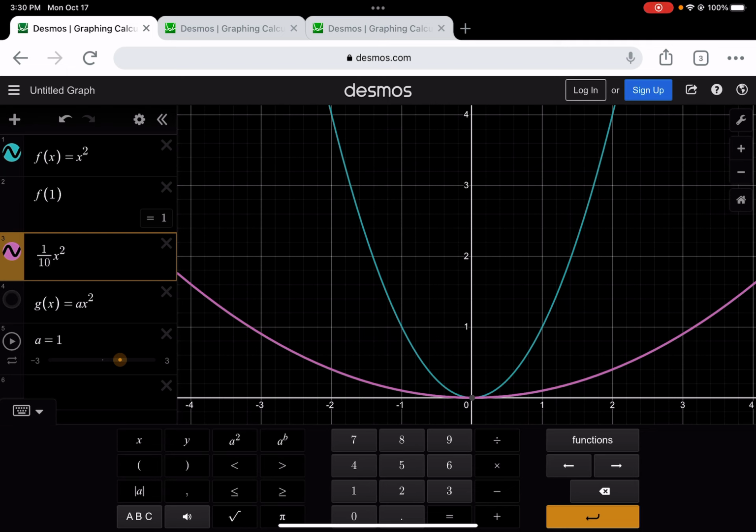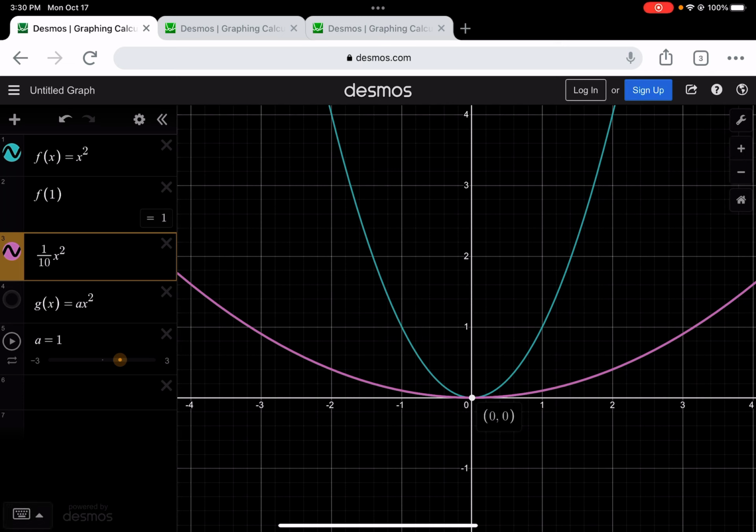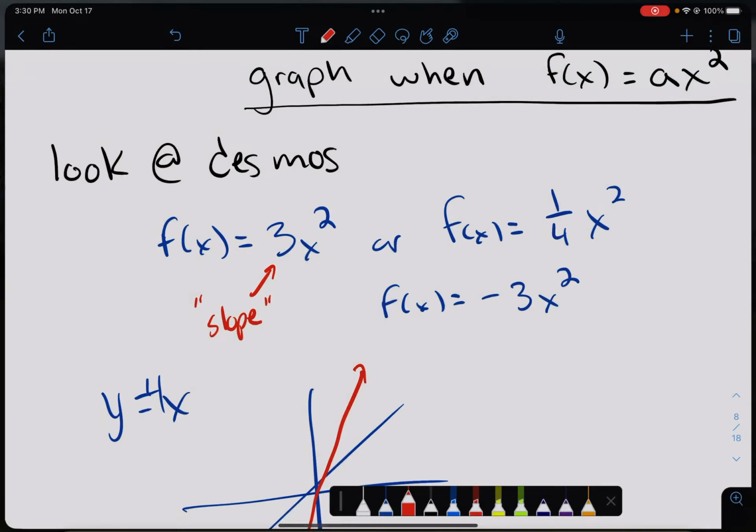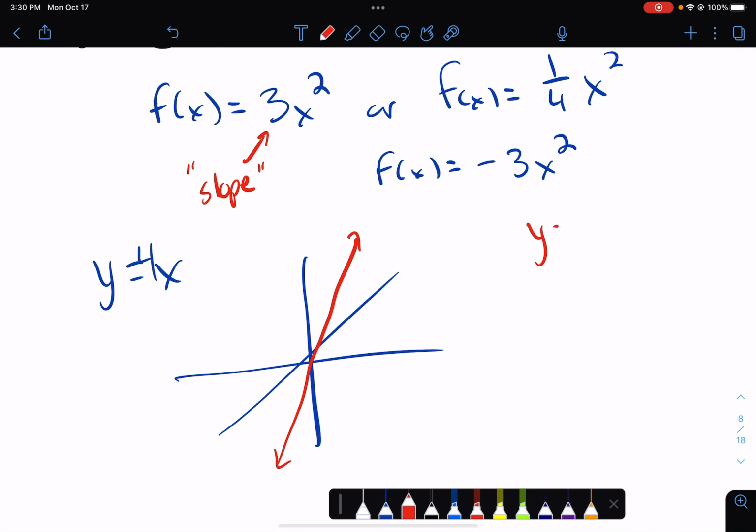So again, if you look at it kind of like a line, it's like your slope is getting flatter, which again makes sense, right? Because if you had y equals 1/4 x, that means that instead of going up 1 over 1, you would only go up 1 over 4. And so your line would also get a lot flatter, just like our parabola gets flatter. So the number 3 makes my function steeper and skinnier. The number 1/4 makes my function flatter and fatter. Hey, that rhymed.